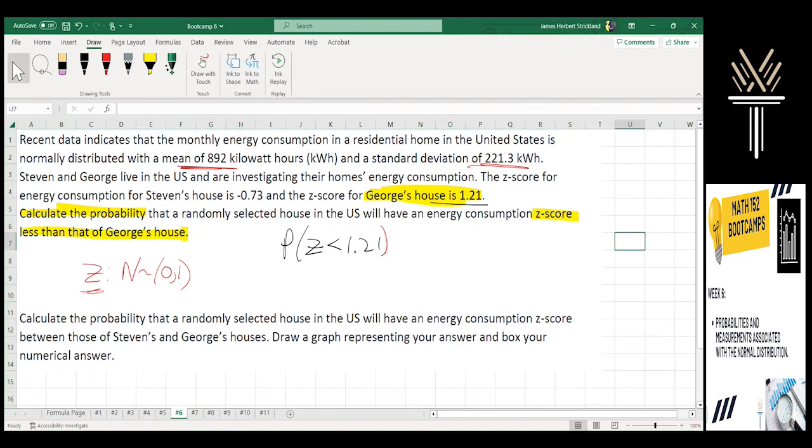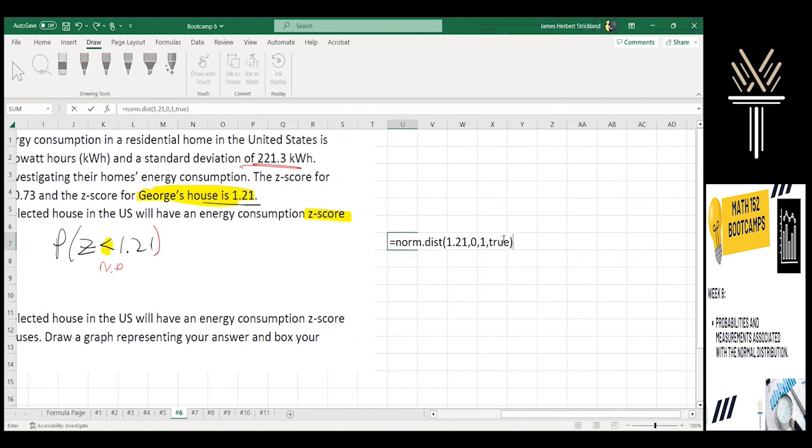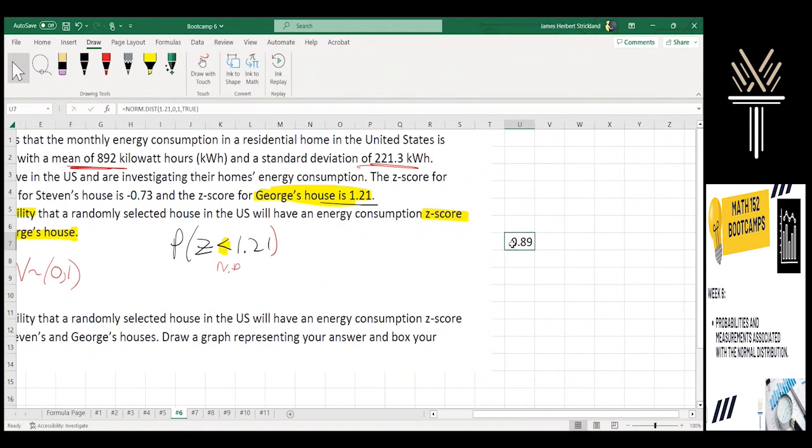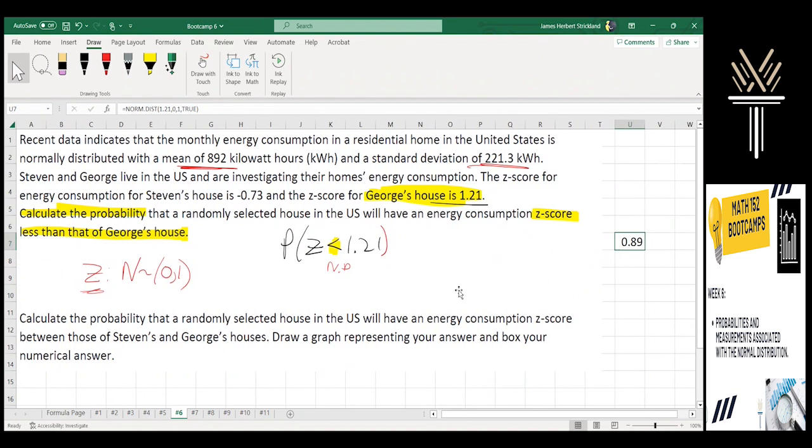with a mean of 0 and a deviation of 1. So I don't need this fact or this fact at all because we're talking about z-scores. So when it's less than, we know to use norm.dist. Nothing special, no 1 minus needed because it's less than. The z-score is 1.21. The mean was 0. The deviation is 1. Always, always true, because for z world, its mean is 0 and its deviation is 1. And that's it. 89% of the population uses less power than George. So George likes to use a lot of power compared to everybody else.